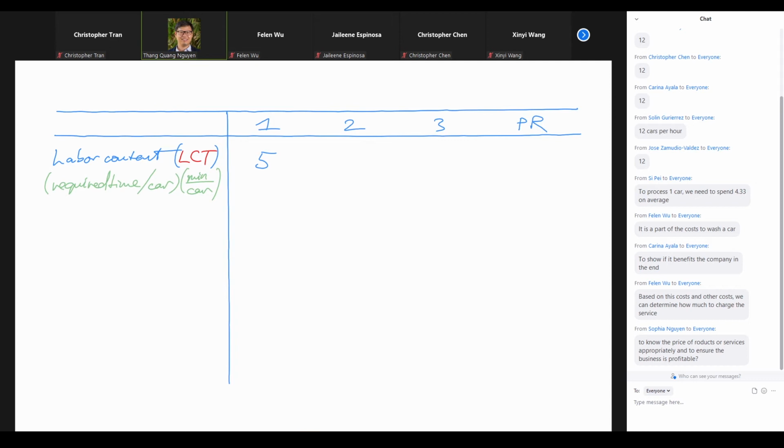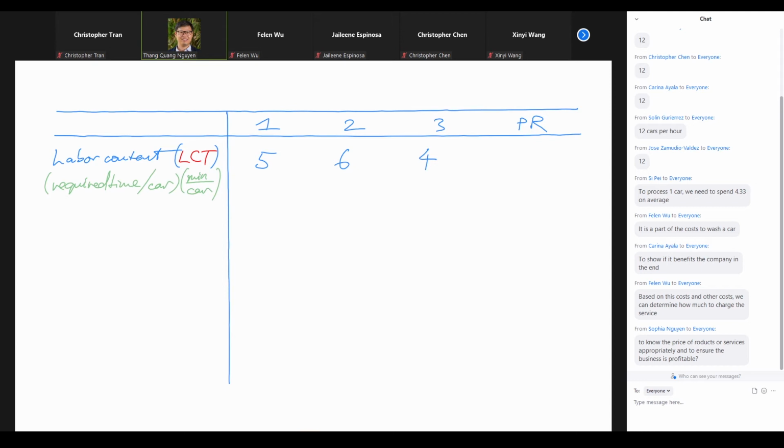At the second station, the labor content is 6 minutes, right? To rinse the car. So remember, there are two workers. So each one of them would have to work for 3 minutes per car. But then, because there are two workers, the total minutes of work at station number 2 would be 6. So that's the labor content at the rinse station. And the labor content at the dry station will be 4 minutes per car, right? It takes 4 minutes of work to go around and dry off the car. So we call that the labor content.